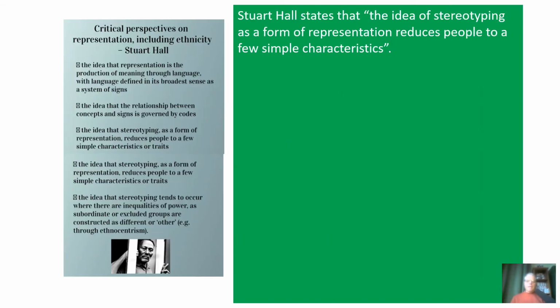Okay, now once you've done that, once you've analysed those things, what I want you to do is think about how far this is actually representing a stereotype. And again, for stereotyping, what we can do is to link it to theory. So we've got Stuart Hall's theory here, and part of Stuart Hall's theory is that he says that the idea of stereotyping as a form of representation reduces people to a few simple characteristics.